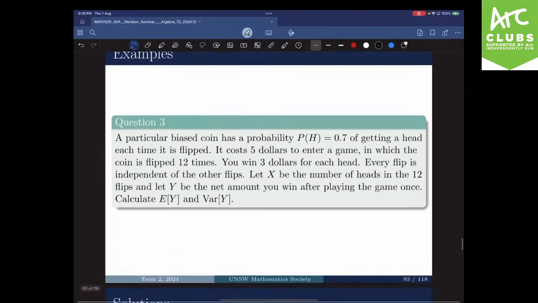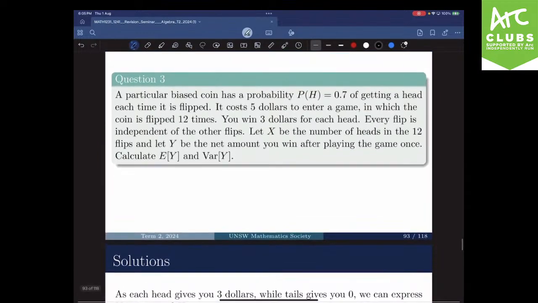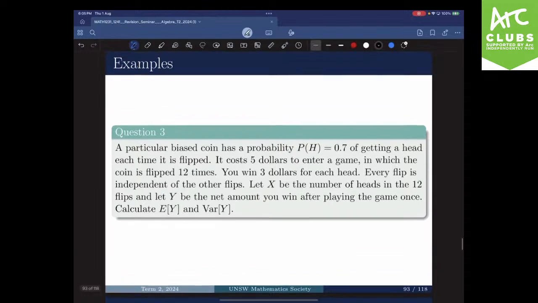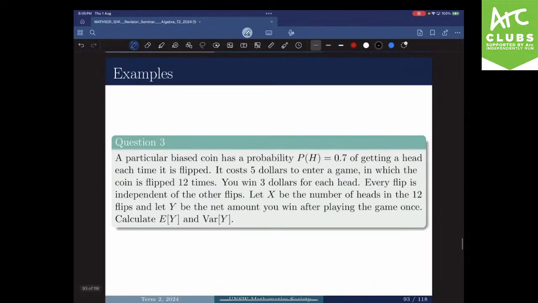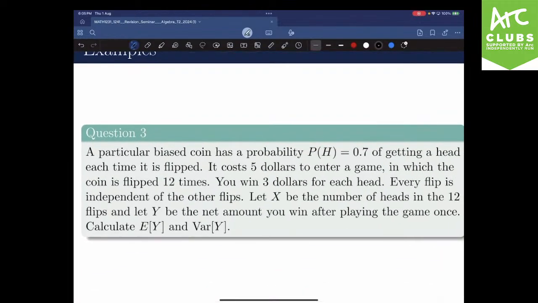And here we have an example with a biased coin. So we'll see what happens when we have a biased coin. In this biased coin, you have a probability of heads being 0.7. It costs $5 to enter this game. The coin is flipped 12 times and you win $3 for each head. Every flip is independent of the other flips.